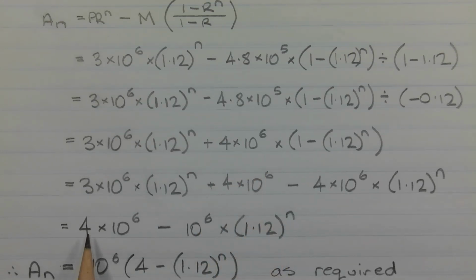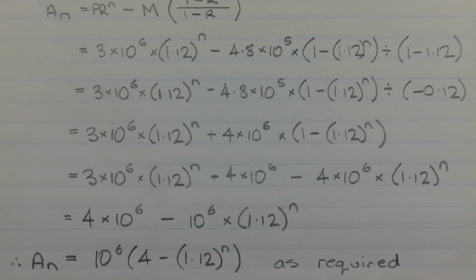So A_N is equal to 4 times 10 to the power of 6 minus 10 to the power of 6 times 1.12 to the power of n. Finally, factorising out 10 to the power of 6 from both of these terms, we get A_N is equal to 10 to the power of 6 times (4 minus 1.12 to the power of n) in brackets, as required.